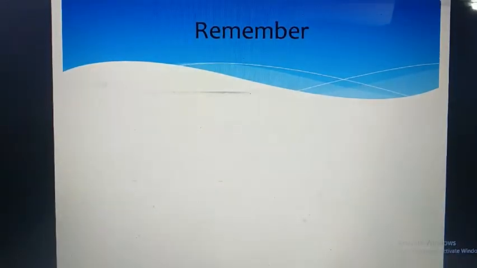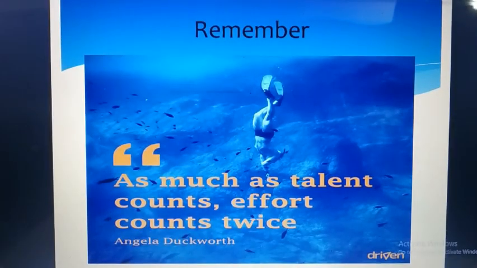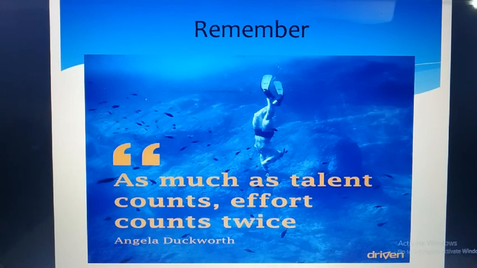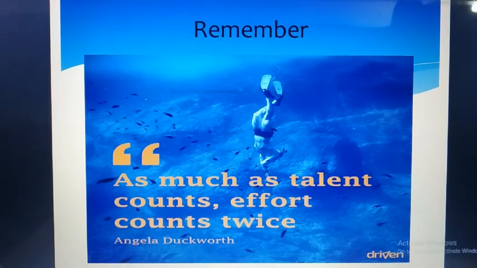So always remember students that as much as talent counts, effort counts twice. That means if a talented person is there and he is not putting effort into any kind of work, then his talent is wasted. But a hard-working person, when he puts his effort into a particular work to make it perfect, then such a person is called the real talented person. And in your case students, if you are going to put in your effort twice, surely you are going to score high in the board exams.